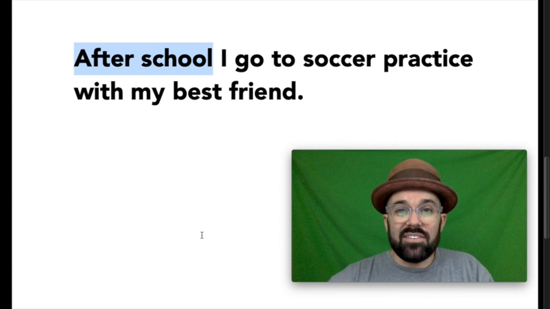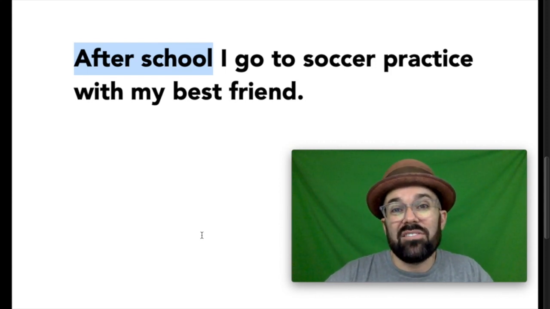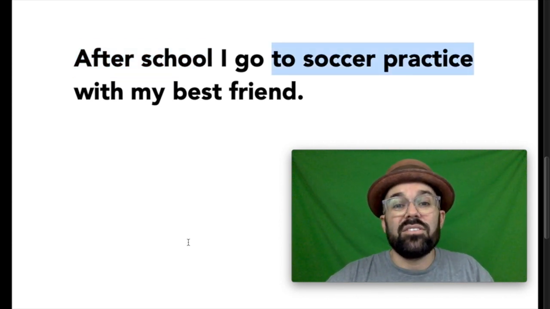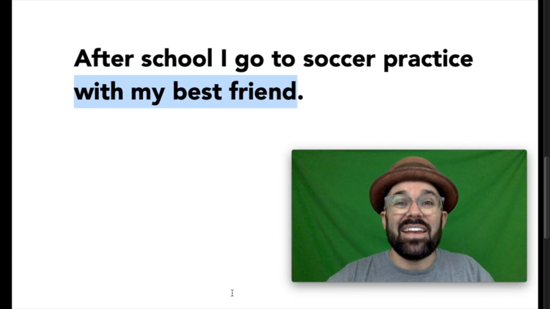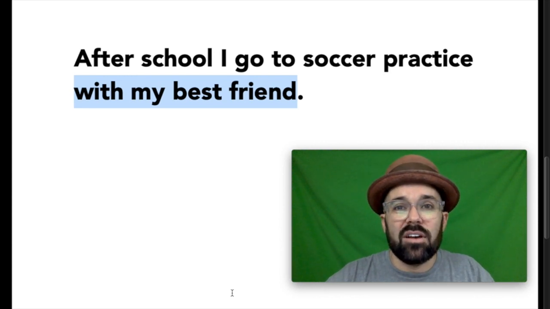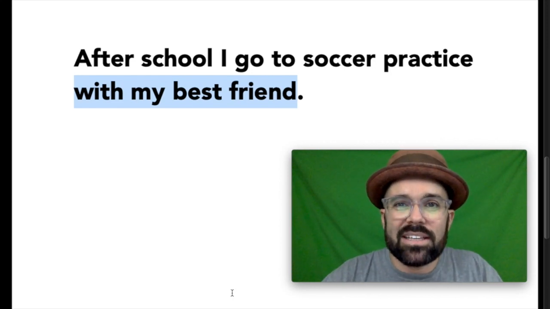The first one deals with time, after school. It introduces the idea of when this activity takes place. The second one is to soccer practice. This is a prepositional phrase that deals with direction. And finally, with my best friend. With who? With friend. Best is an adjective describing that friend. This is one of the prepositional phrases that introduces an object. Of course, we definitely don't consider our friends to be objects, except when we're dealing with grammar.